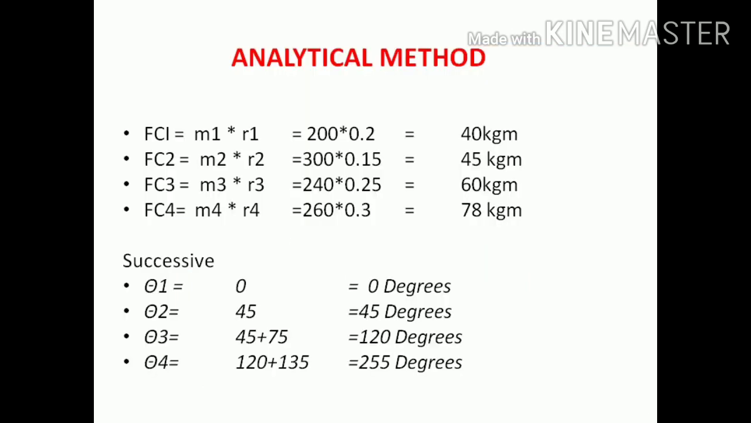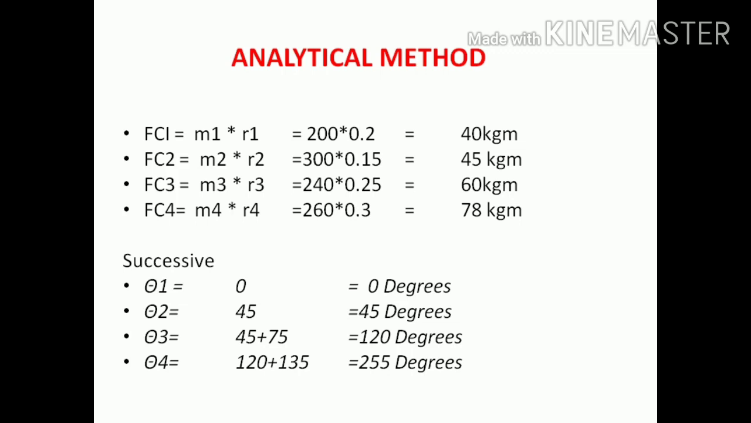Now we will move to the next slide. In this slide, FC1 is nothing but M1 into R1, that is 200 into 0.2, which is equal to 40 kg meter, and FC2 is 300 into 0.15, that is 45 kg meter, and FC3 is 240 into 0.25, that is 60 kg meter, and FC4 is 260 into 0.3, that is 78 kg meter. In this problem they have said successive, so theta 1 will obviously be 0.